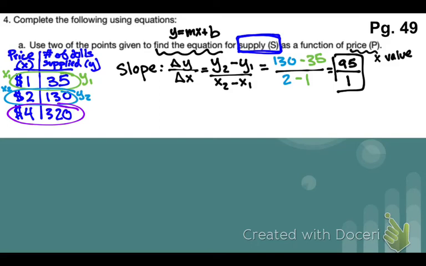What does my slope mean? What does this mean? Yeah, so it means how many dolls it increases by per dollar. So the supply increases by 95 dolls for each dollar.